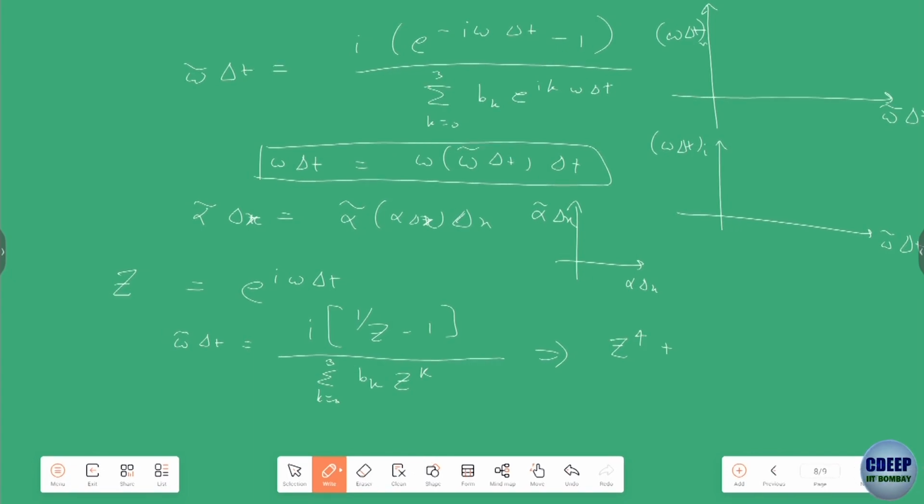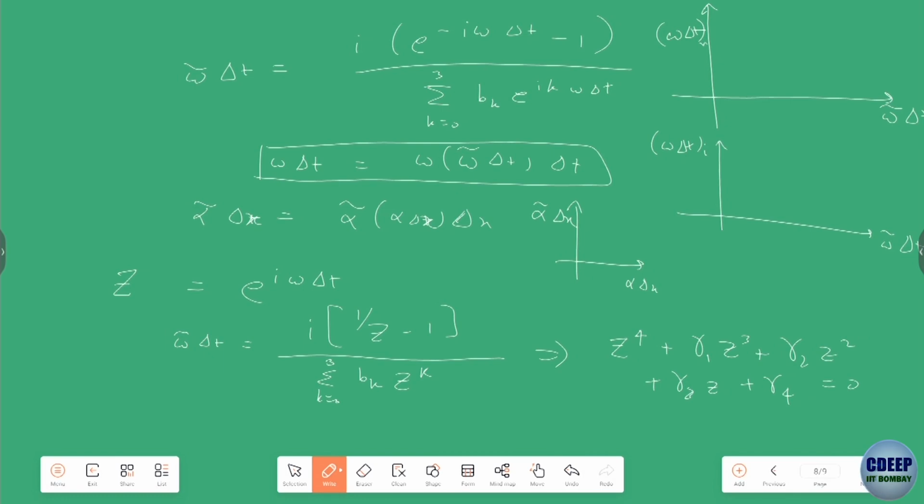So there will be z to the 4 plus some gamma 1 z cube plus gamma 2 z square plus gamma 3 z plus gamma 4 equal to 0. So you'll come up with a polynomial. You can see that directly because there is z cube here and another 1 by z here, so you will multiply and get a z to the power 4 term. And of course these gammas are dependent on the omega tilde delta t that you have. So this is a polynomial equation for your z, and it's a fourth order polynomial.